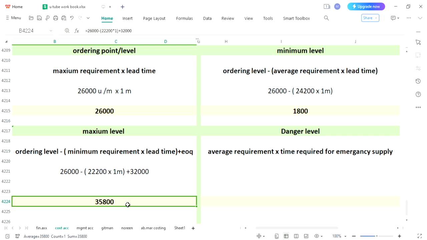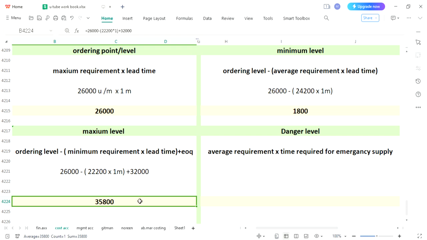I'm very sure that there would not be any difficulty in understanding this question, as it was a straightforward, simple question. We had our formulas, we applied those formulas with which we calculated the required amounts. Now please remember, this ordering level is, we should order 26,000 units to have a smooth process of our production. Minimum is showing that at least at our store or godown we should have 1800 units. This is your minimum level, after which your production or process could be damaged or disturbed.